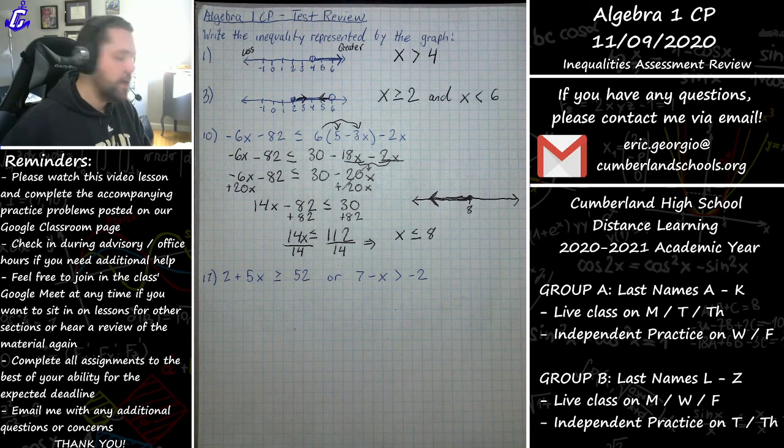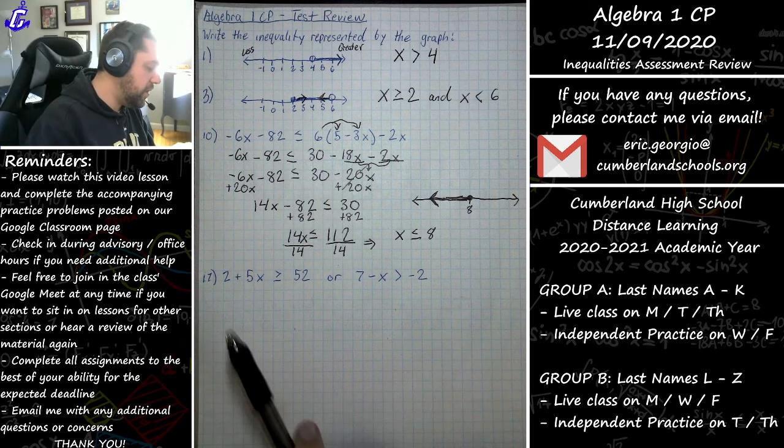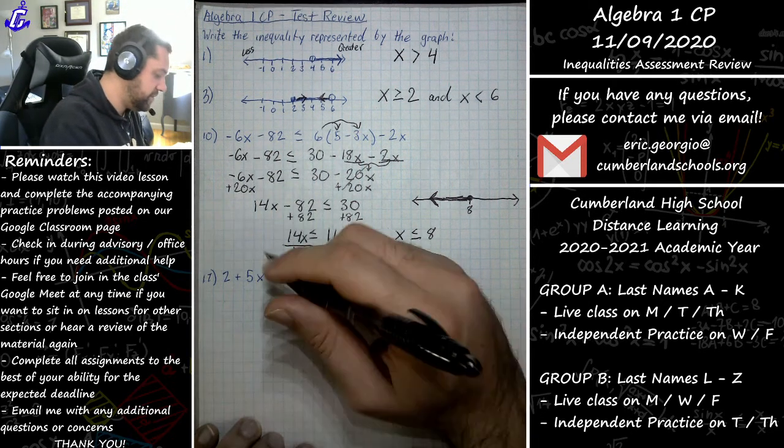Okie doke. Now transitioning to a compound inequality. If you notice, a compound inequality is really very similar to a regular inequality. It just so happens that you're solving two of them at once and representing them both together on a number line. So let's take a look at what that's going to look like here.